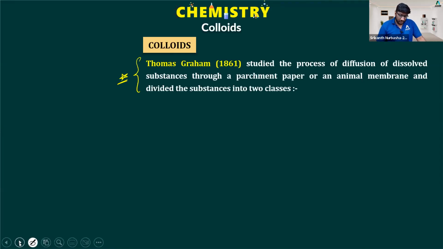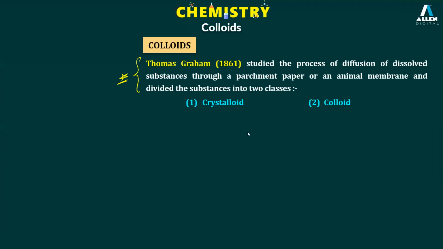But later this classification was found to be wrong, and in reality we have to classify three types of substances. What are the three types? Crystalloids, colloids, and suspension. Very good. How to categorize these three? Crystalloids, colloids, and suspension were actually classified based on the particle size.